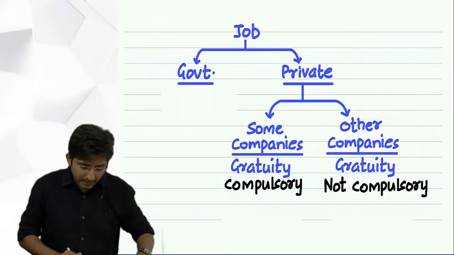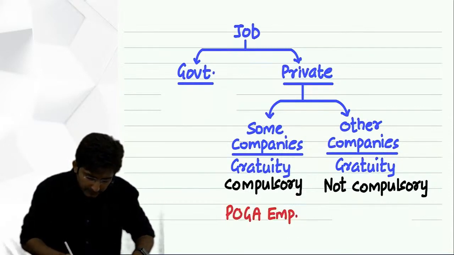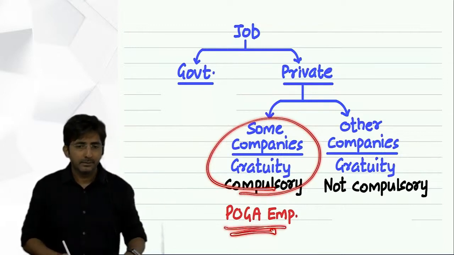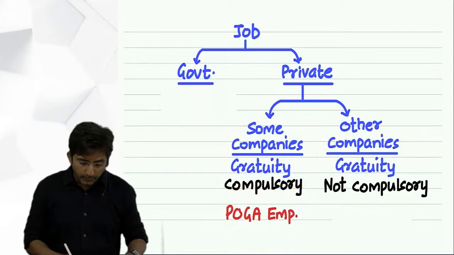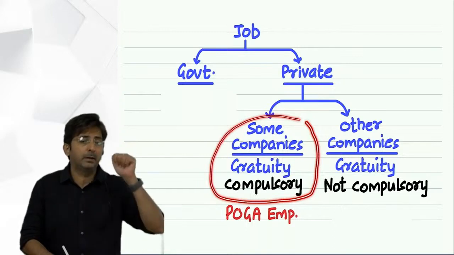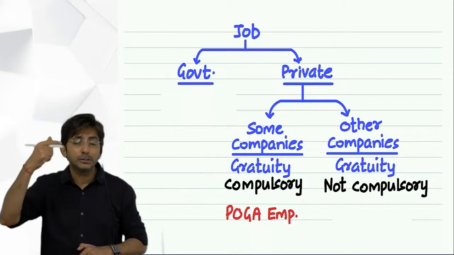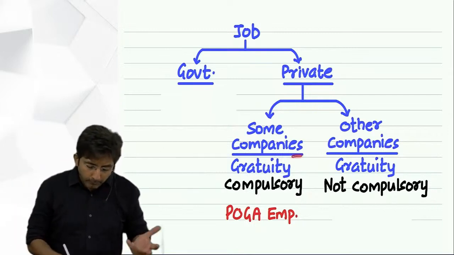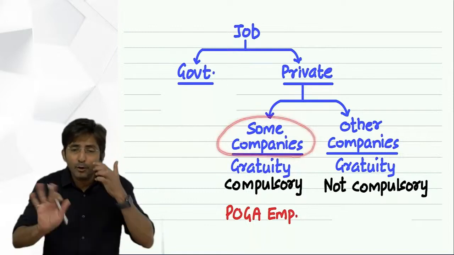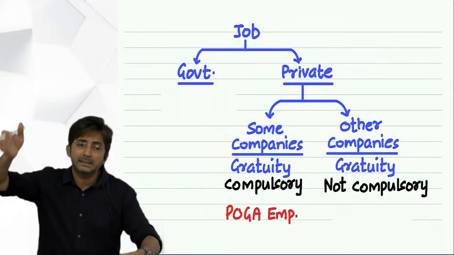Okay. Now, the main point is, if you work in such companies, then you are called a POGA employee. Why POGA? Because you are working in a company where the Payment of Gratuity Act is applicable. That is why you are a POGA employee. Now, you know what question should be going on in your mind? Sir, in which companies is this act applicable? This you are not supposed to study. All that is written in the Payment of Gratuity Act 1972.